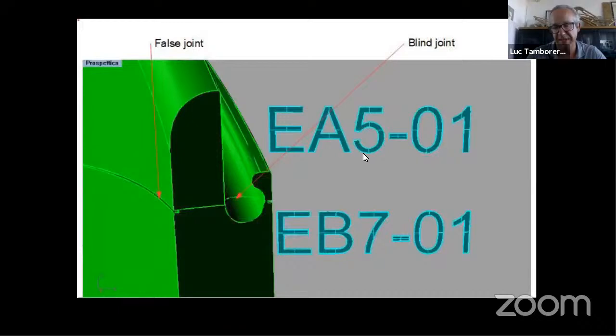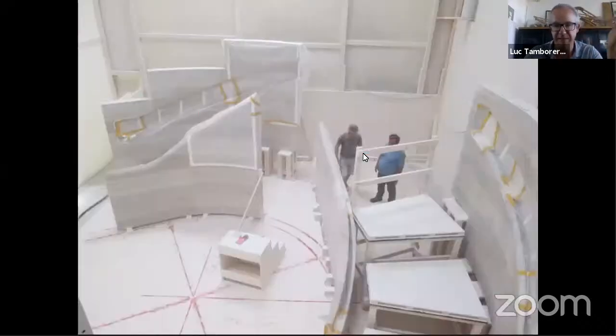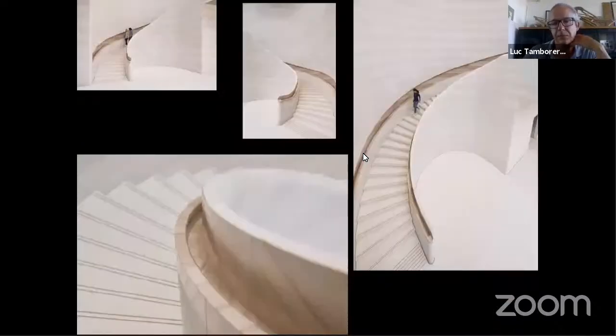So here, for example, it is a staircase we made in Singapore, and it is all in massive stone. Here it is, this Singapore staircase. We made it something like 4 years ago, if I remember well. We built everything in-house to respect all the design before placing it. So here's the result.